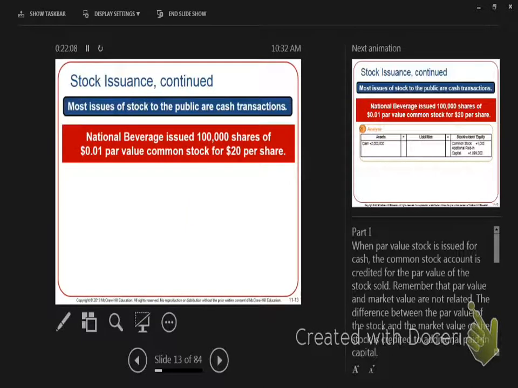So let's look at some journal entries. All right, so I issued 100,000 shares of $1 par stock for $20. So the first thing I want you to ask yourself is, why do I sell stock? You need money? All right. So the number one thing I do is for cash. So what am I going to debit? Cash.